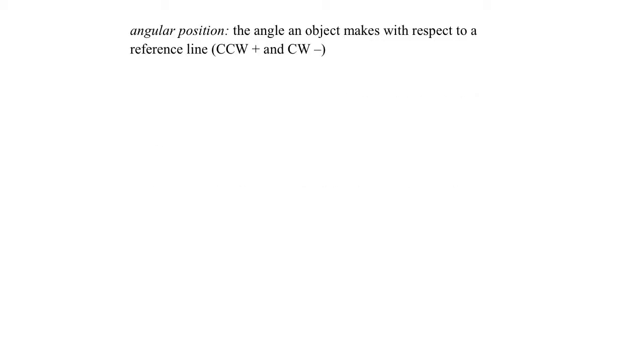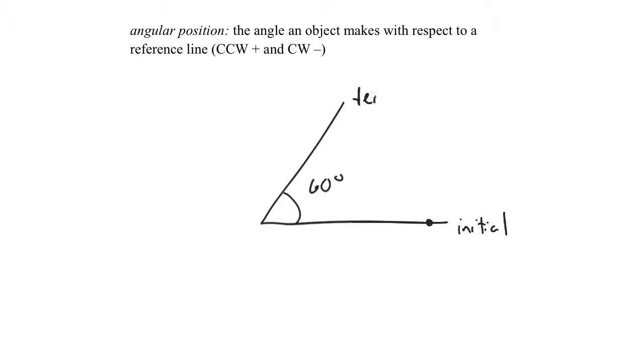First, let's talk about this first phrase, angular position. It's the angle an object makes with respect to some reference line. Traditionally in math courses, you'll see that reference line written as the x-axis. So let's say this is the angle right here. This angle may be 60 degrees. This is like the initial side in math. You're going to hear about this. And this is the terminal side, it's called.